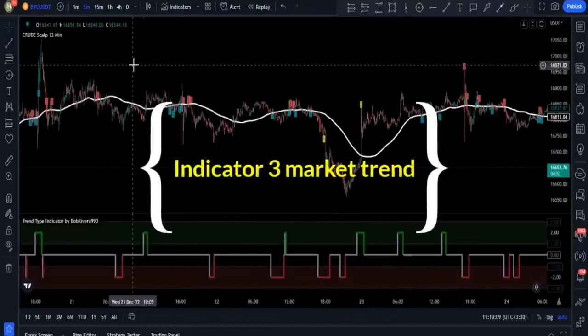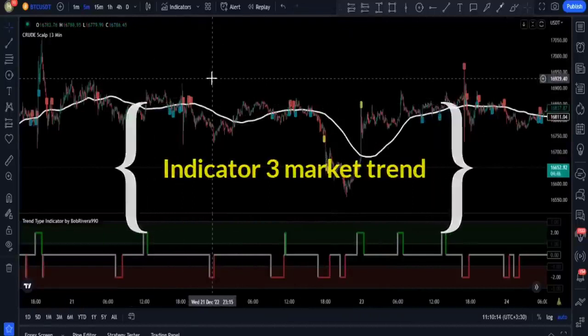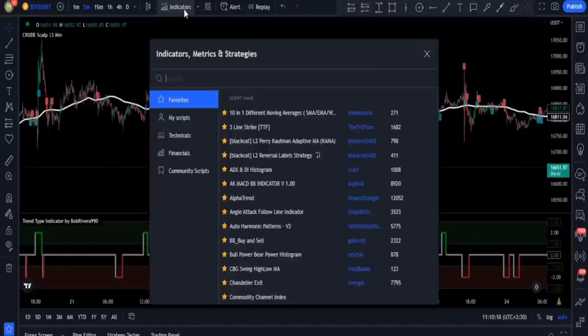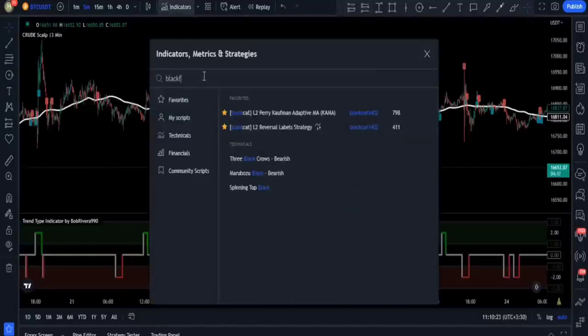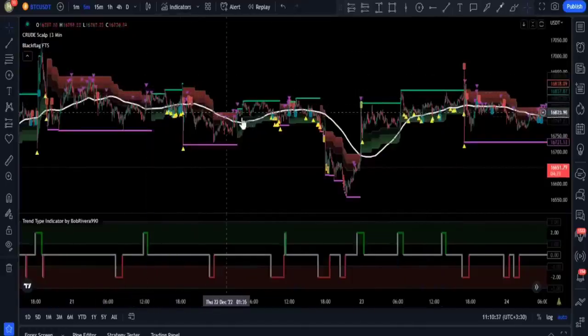In order to trade according to the trend of the market, it's better to add another indicator to this strategy and our setup. So I open the Indicators tab and search for Black Flag and add the Swing Arm ATR Trend indicator to my chart. You see that adding this indicator turns the chart into a mess. But no worries, we just need to open its settings.